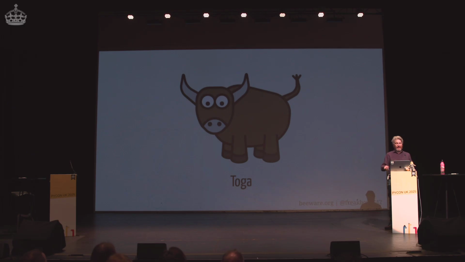Toga abstracts the native system widgets and capabilities of each platform, providing a common Pythonic API to build GUI applications. This also means you inherit all the native capabilities of those platforms. For example, accessibility affordances like screen readers and adaptive font sizes just work.